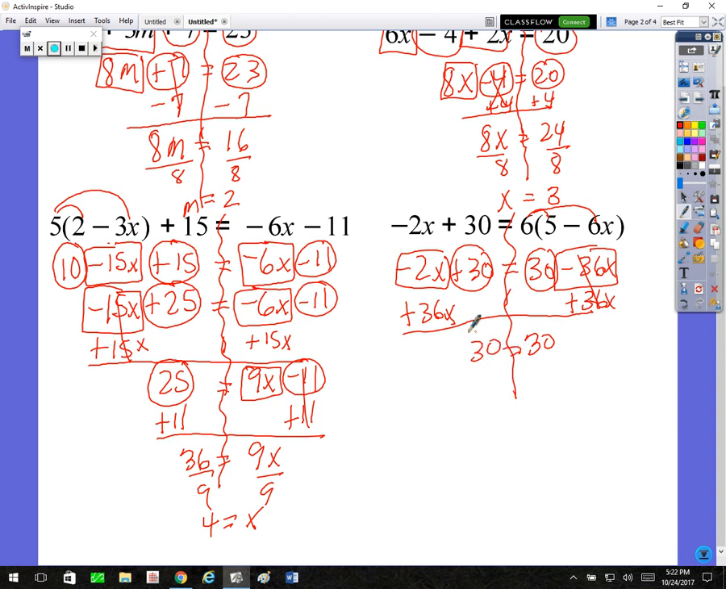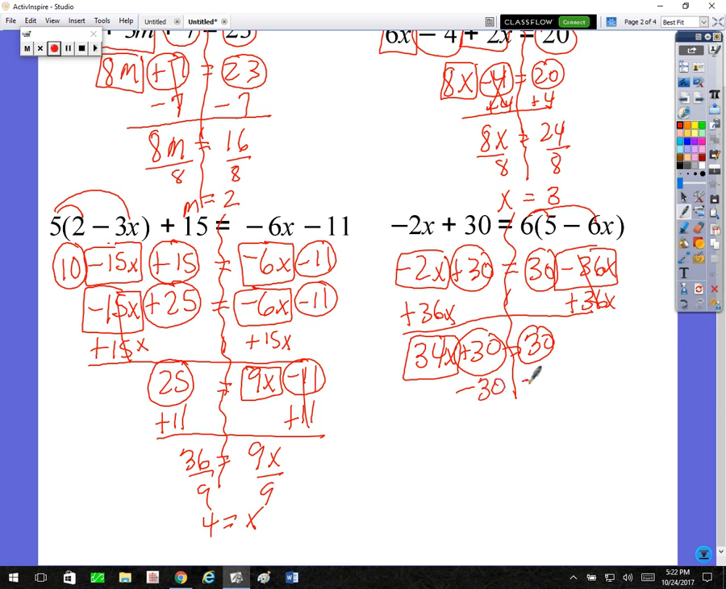Bring down this 30. Now negative 2 plus 36 gives me 34x. Remember your integer rules. Signs are different. Subtract from the bigger number and keep the bigger sign. So now we have box, circle, circle.